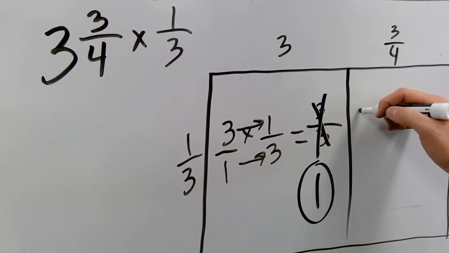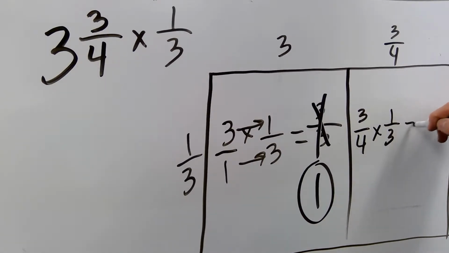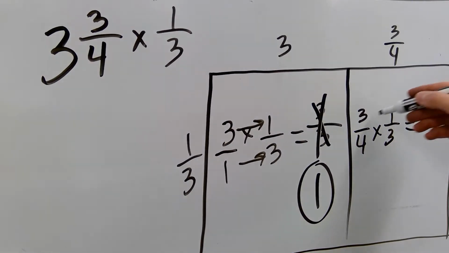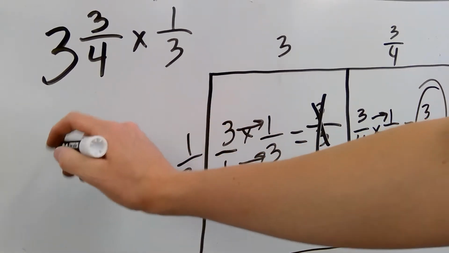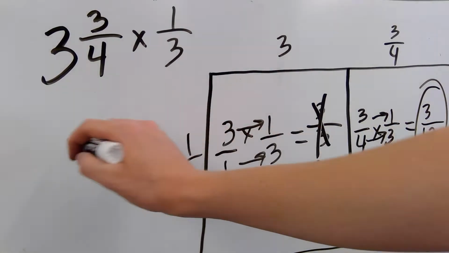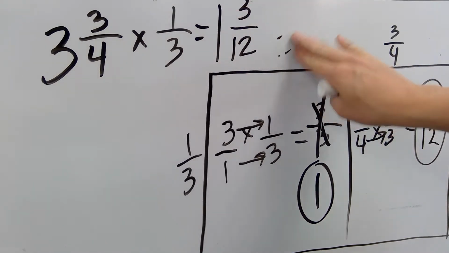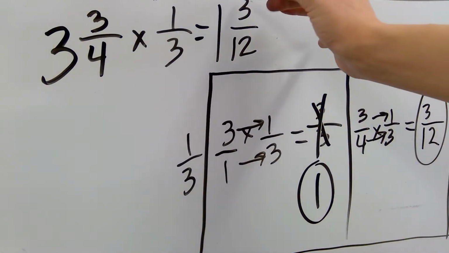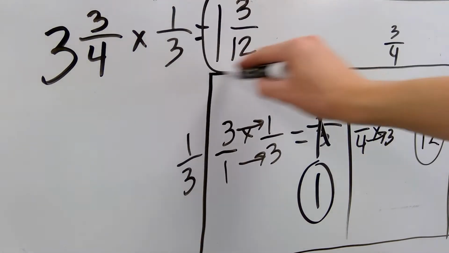Now in this one, I'm doing 3/4 times 1/3. 3 times 1 is 3. 4 times 3 is 12. So this equals 3/12. And when I add them together, I just have 1 plus 3/12, which really equals 1 and 3/12. So my answer is 1 and 3/12.